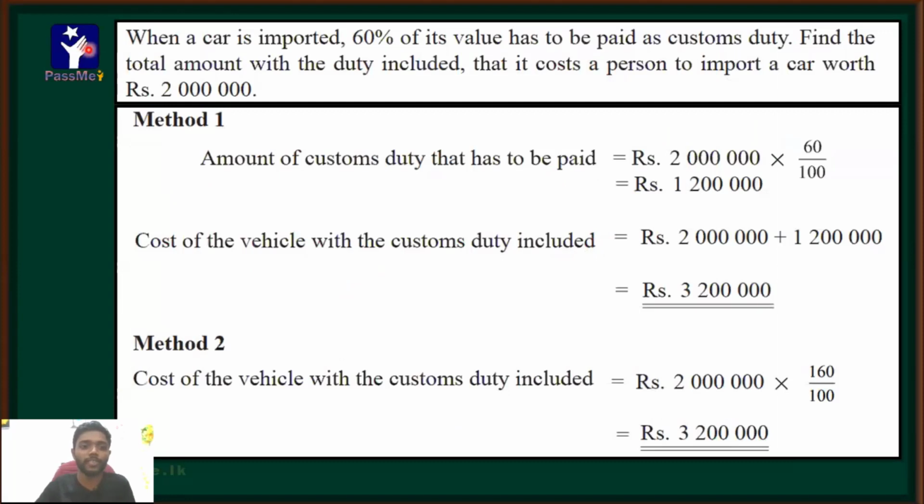Right. This is the first question that I have extracted from you to explain. When a car is imported, for example from China, 60% of its value has to be paid as a customs duty, right? Find the total amount, with the duty included, that it costs a person to import a car worth this amount. You don't have to read this one, just a number, 2 million.